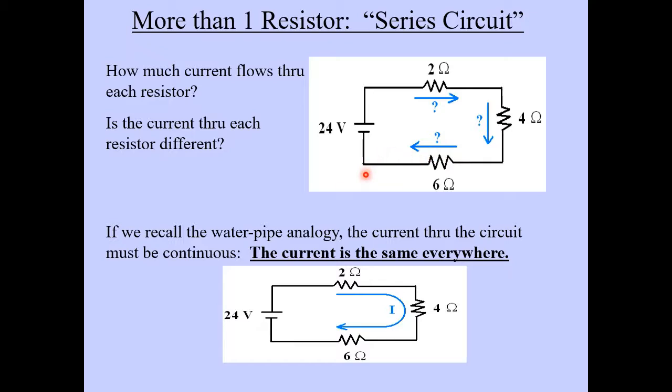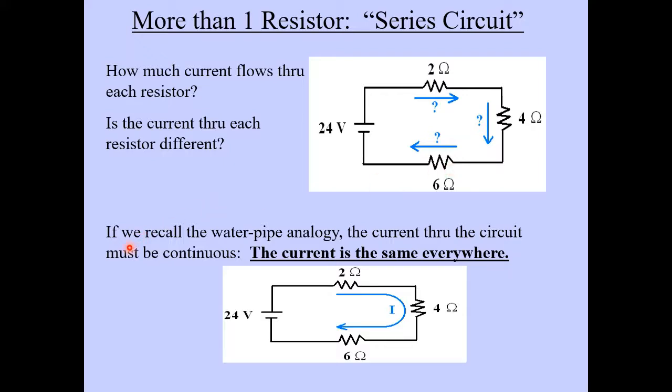So the question here in this example is how much current flows through each resistor. In other words, how much current is flowing through this resistor here, how much is flowing through this one, and how much through this one. And the question is, is the current through each resistor different? Notice also in this example, we're given the battery voltage is 24 volts, and we have a 2 ohm, a 4 ohm, and a 6 ohm resistance.